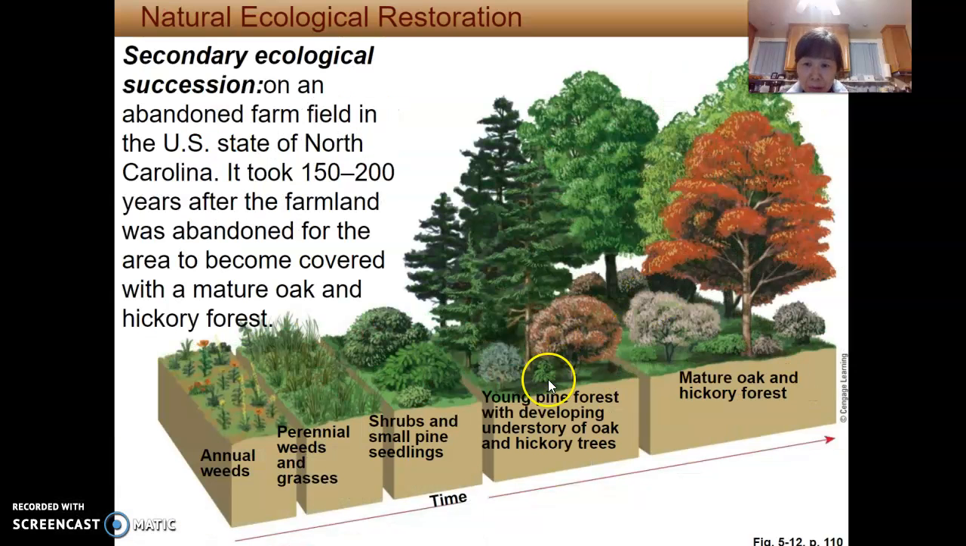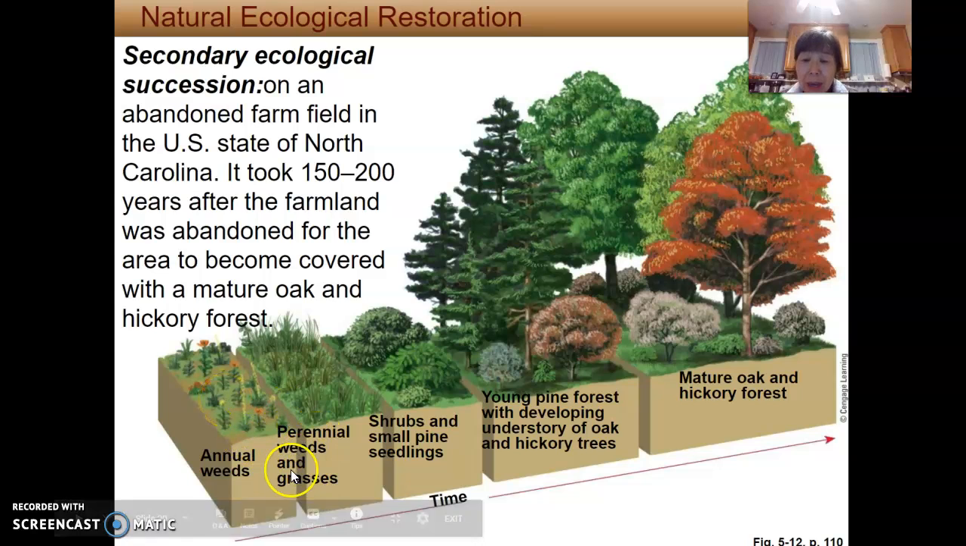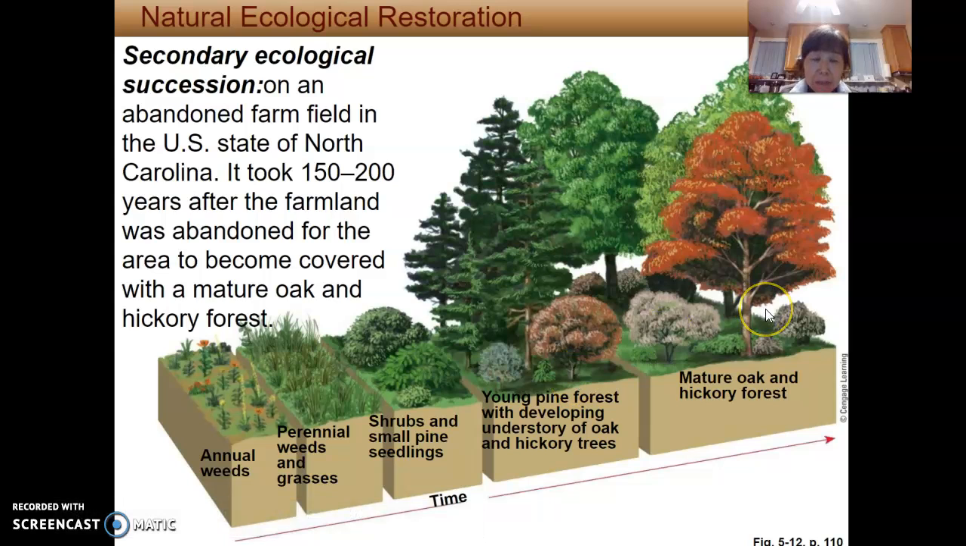On this diagram, you start with an abandoned farm. So you don't have all the crops you need, but something is living there. And then gradually annual seeds grow, then perennials, then shrubs, small trees, and eventually mature trees. So this process is called ecological restoration, and also called secondary ecological succession.